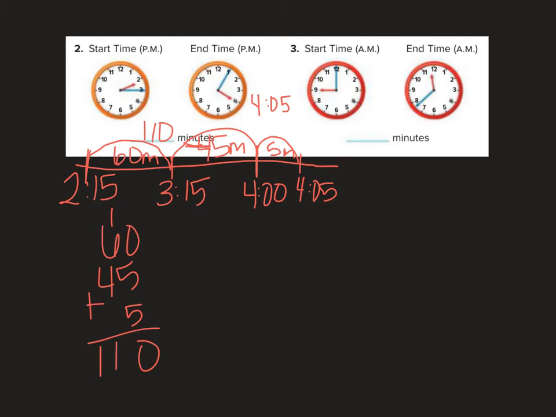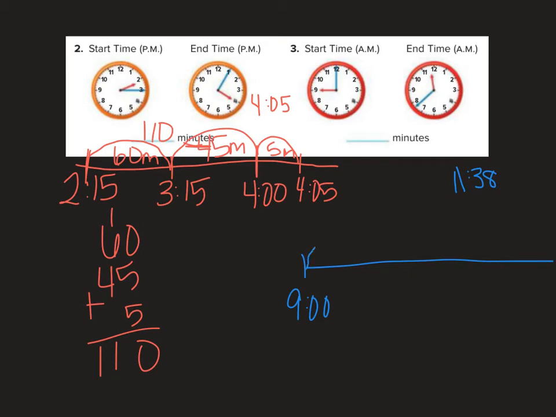Okay, let's do the next one. I'll do a different color so it's not too confusing, hopefully. So I'm going to start at 9 o'clock. I'm going to draw my timeline out. Okay, and I know I need to end at 11:38.